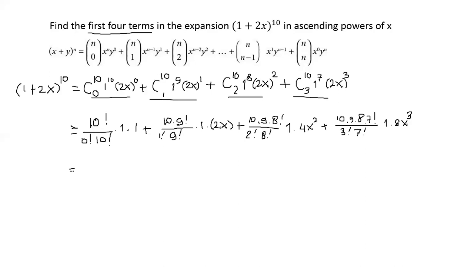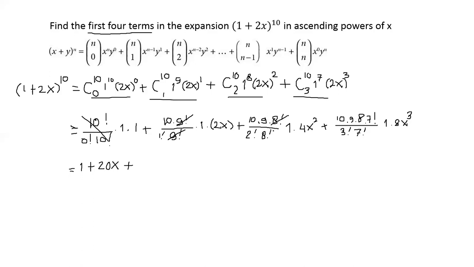All right. This one, 10 factorial divided by 10 factorial is equal to 1, while 0 factorial equals 1. So 1 times 1 times 1 equals 1. This is the first term. Second term, divided, it becomes 1. 9 factorial over 9 factorial equals 1. 10 times 1 times 2 equals 20x. So this 1 is the first term, 20x is the second term.